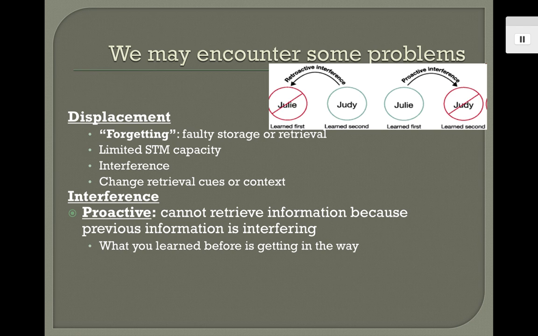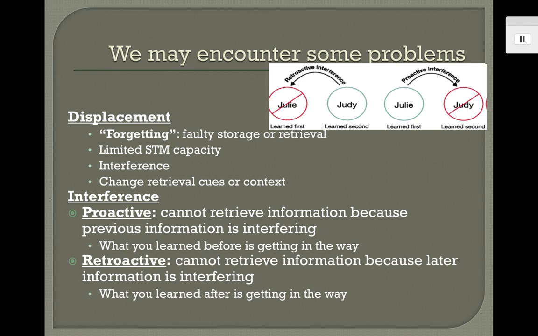So in other words, you also learned Judy, but you say Julie first because that's the first one that you actually learned. So the older information is hindering your retrieval of the newer information in this particular case. Now, with retroactive interference, you cannot retrieve information because the later information is interfering. So in other words, now we have Judy interfering with the name Julie in this particular case.